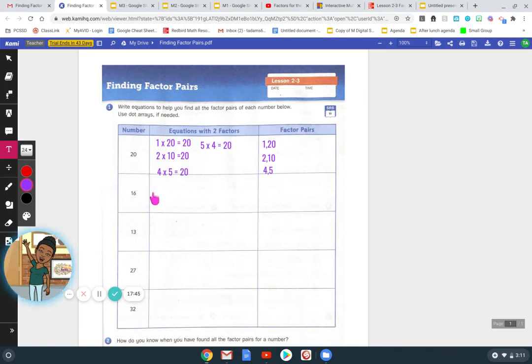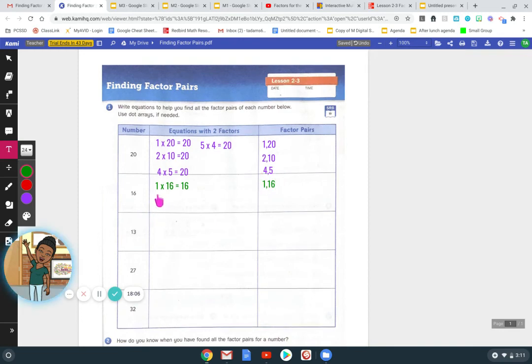Oh, we are on a roll. I feel like it's only right that we keep going to number 16. As always, we're going to start with 1. 1 times 16 equals 16. The factor pair would be 1 and 16.